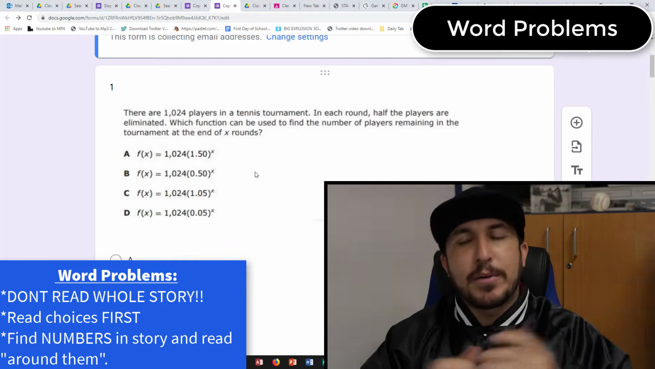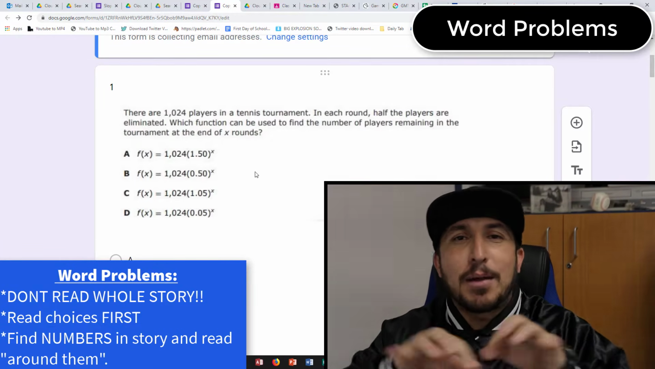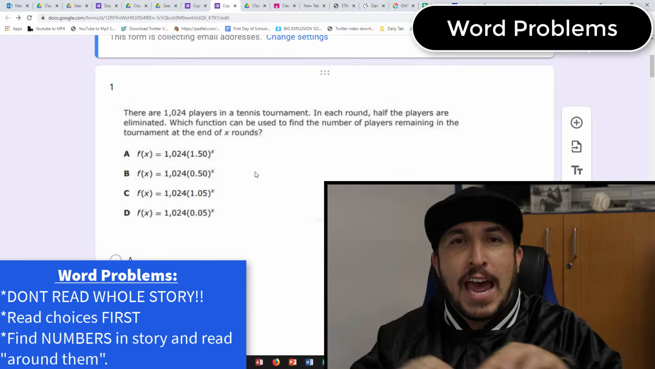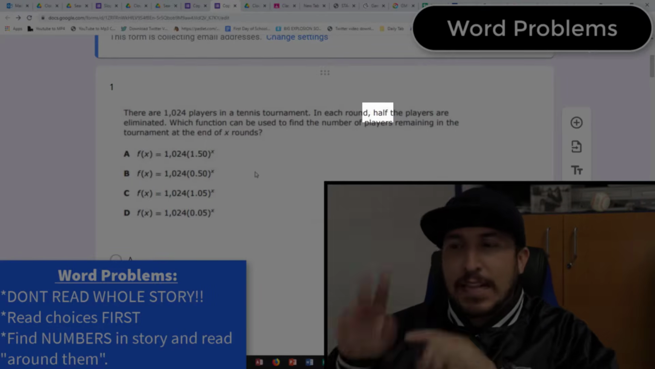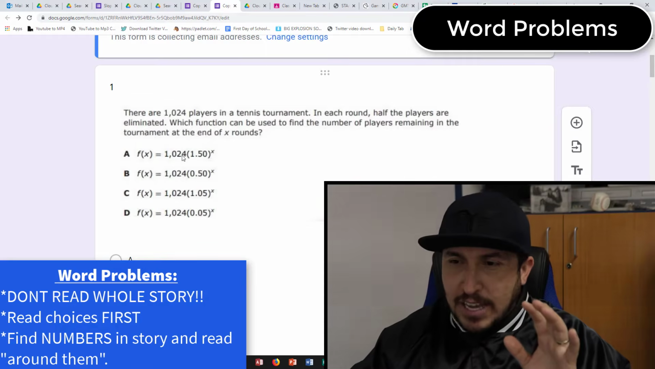I don't see any other numbers. Shoot. Yes, there is another number. They typed the number out. They want to be jerks. Instead of just typing in the fraction, they typed out half. So, half. Which one of these has a half in it?